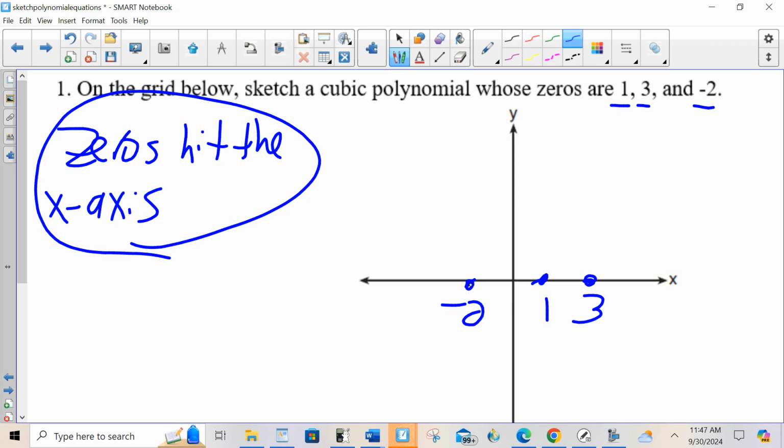There's no double roots here because it does not say anything about it hitting twice. So everything's going to pass through. It doesn't specify if it's opening up or down, so because of that, it doesn't matter. Just make sure you draw a curve that passes through each of them. Make sure you put your arrows, and you're good.